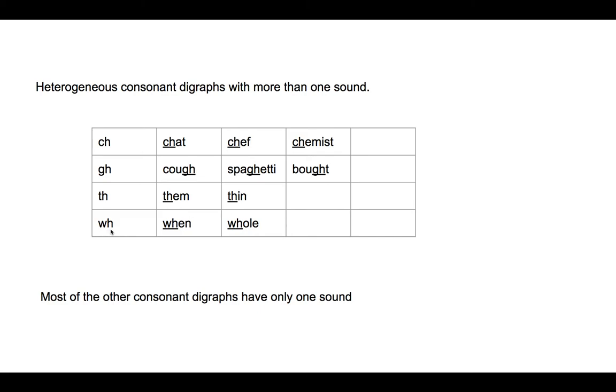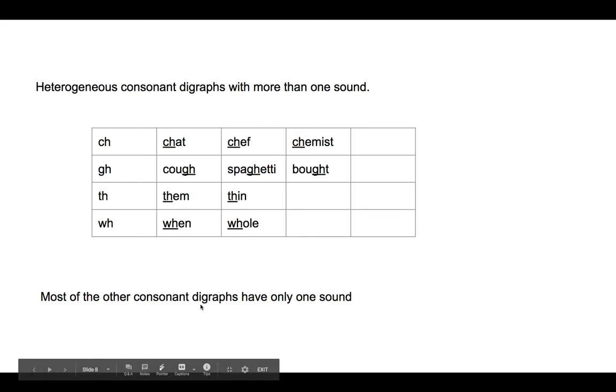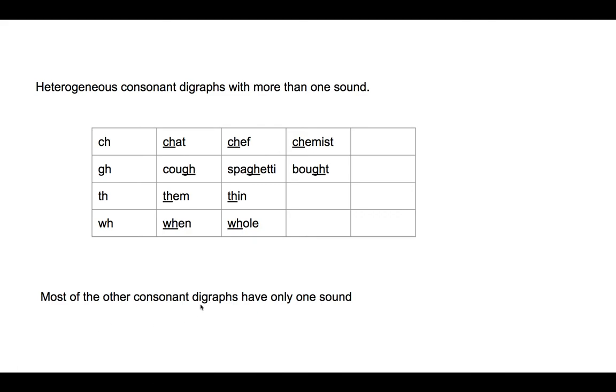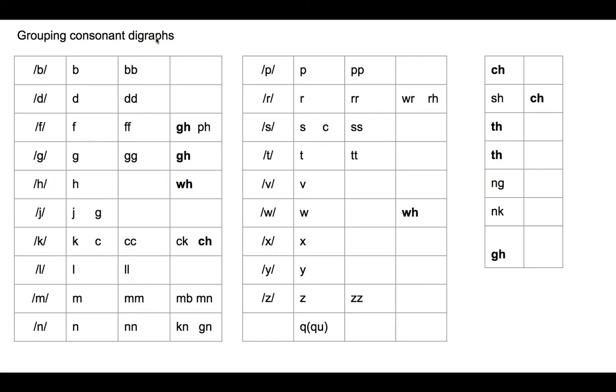The digraph WH has two different sounds: w, h; w as in when, h as in whole. Most of the other consonant digraphs have only one sound. Grouping consonant digraphs. Here I have grouped the consonant digraphs under their respective sounds. If they produce a new sound, then I have put it in a separate table.